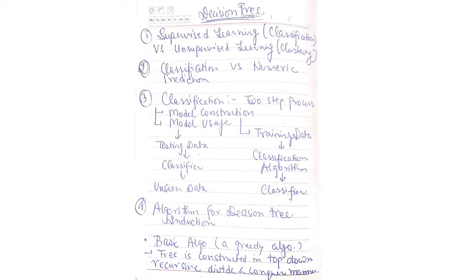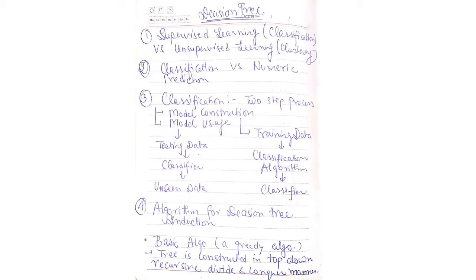Then in the previous lecture we discussed classification and numeric prediction. Classification was basically the process of assigning class labels to the attributes, whereas numeric prediction was related to only predicting the numeric value of the attribute based on the attributes. We have discussed in the previous lecture that classification basically is a two-step process. In the first step there is model construction, and then in the second step there is model usage.